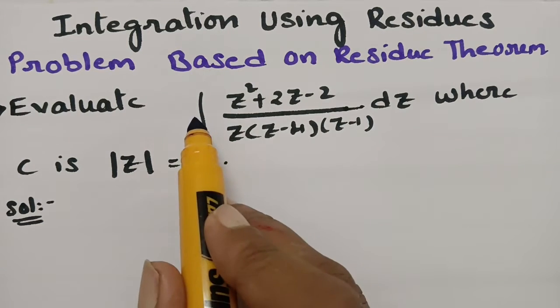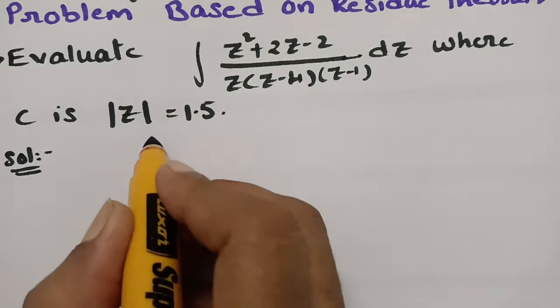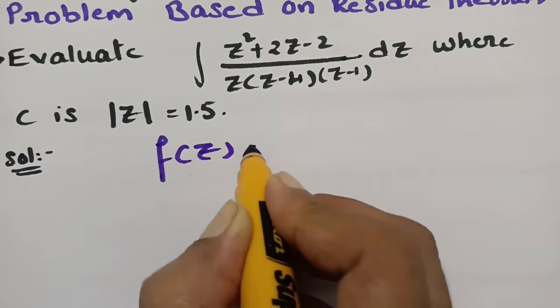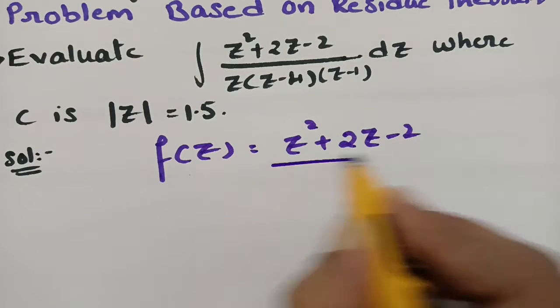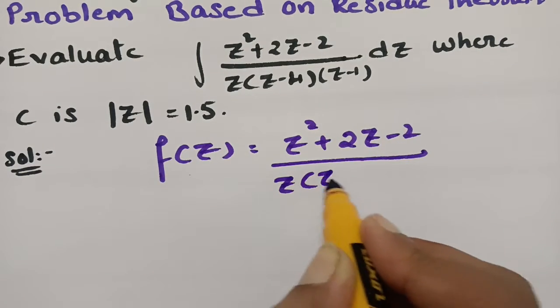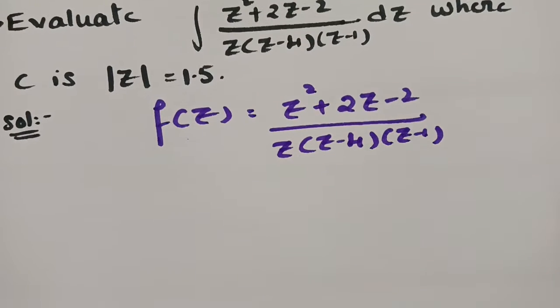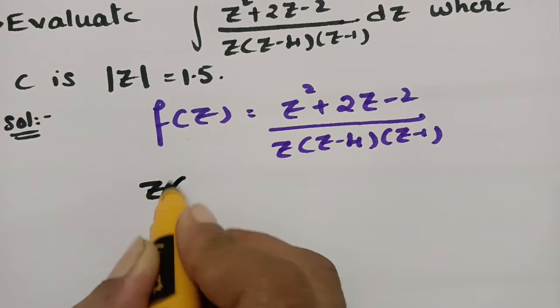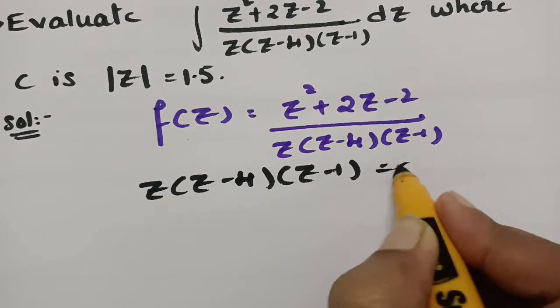So here it is given that the integral of f of z dz is to be found. What is our f of z value? f of z is clearly (z squared plus 2z minus 2) by z into (z minus 4) into (z minus 1). We have to equate the denominator to 0 for getting the poles. That is z into (z minus 4) into (z minus 1) equals 0.